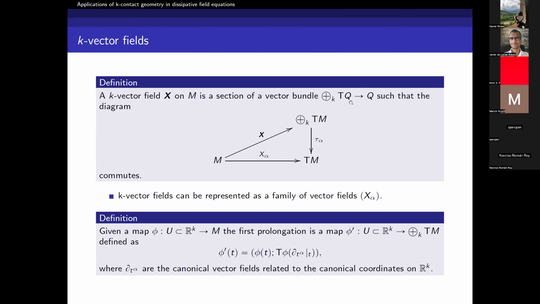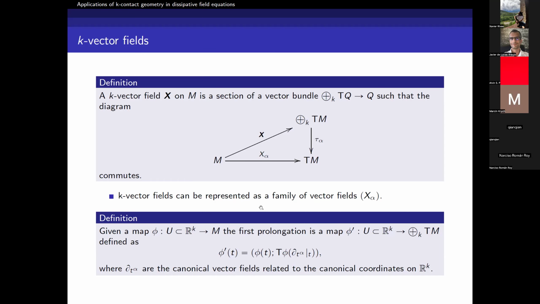So yes, the k-vector field is a section of such a vector bundle, such that the following diagram commutes. And from this diagram, we also see that k-vector fields are basically represented by a family of vector fields on M. We also have to define what is a first prolongation.